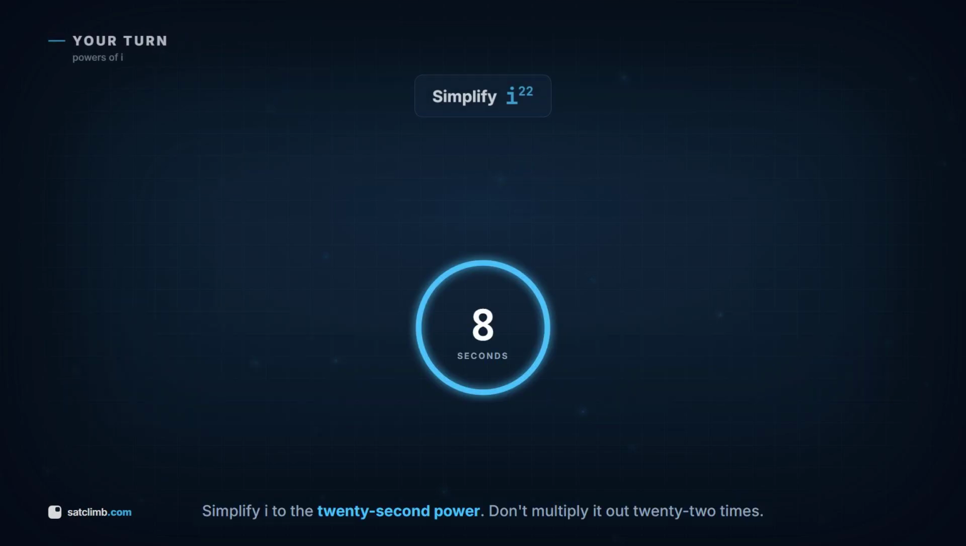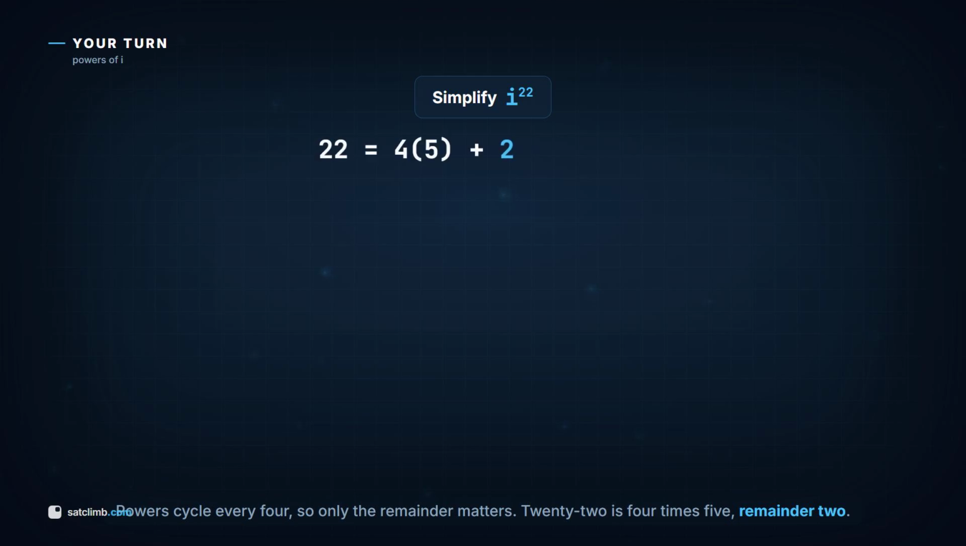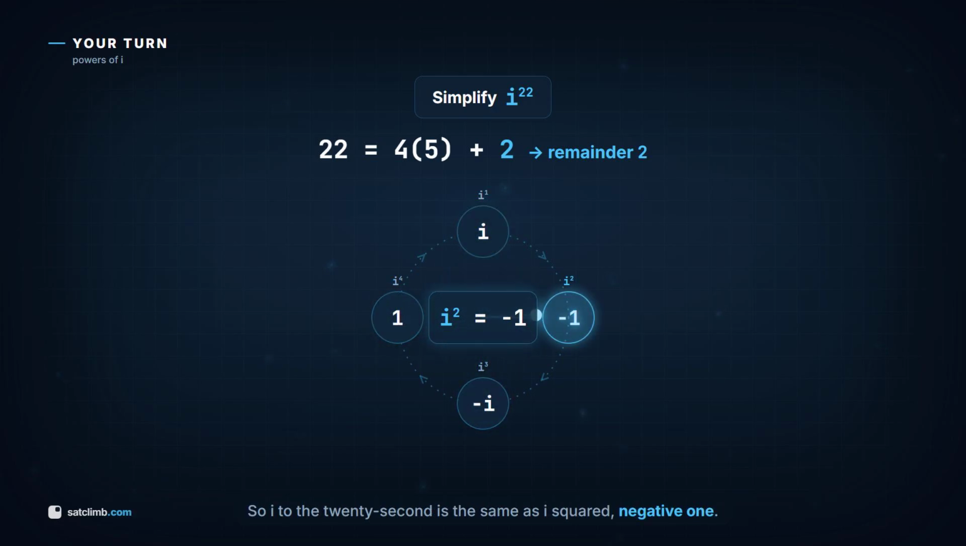Your turn. Simplify i to the 22nd power. Don't multiply it out 22 times. The powers cycle every 4, so all that matters is the remainder when you divide the exponent by 4. 22 divided by 4 is 5, remainder 2. So i to the 22nd is the same as i squared, which is -1. Remainder 2, answer -1.